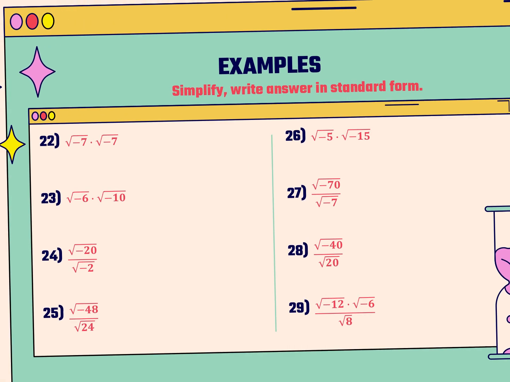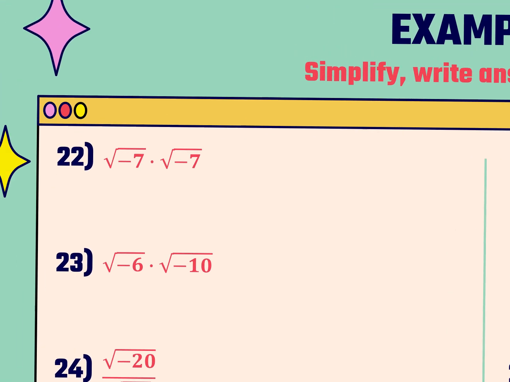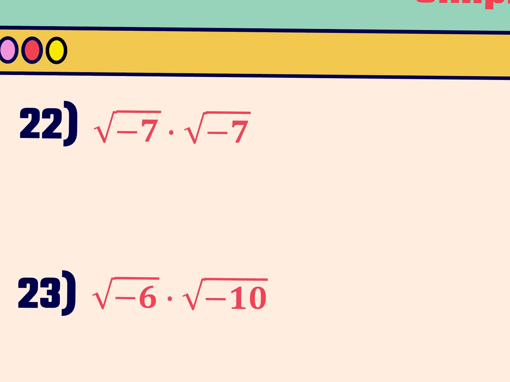So let's go to example 22. All right, what does a negative underneath the radical mean? There's an imaginary, okay? The first thing I want you to do, get in the habit of taking the imaginaries out. So this says to simplify. So we're going to rewrite this as the square root of 7 times the square root of negative 1 times the square root of 7 times the square root of negative 1.